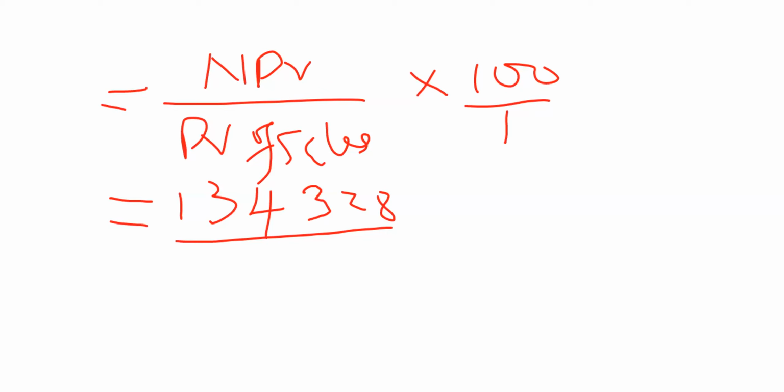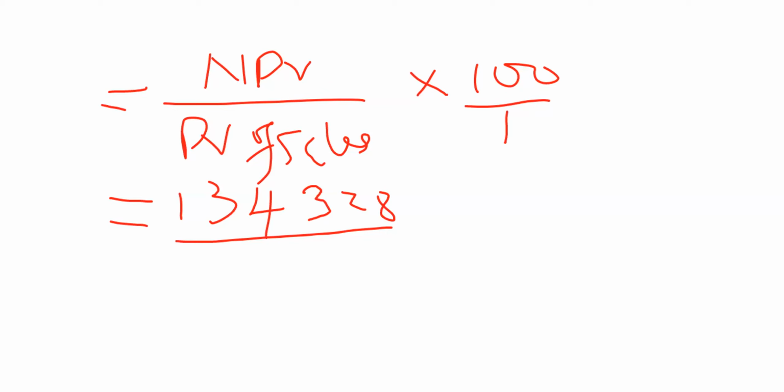Roman figure 2. Sensitivity margin of production cost equals MPV numerator. It's still following that same formula. MPV over present value of production cost times 100 over 1. I hope you understand now. MPV numerator all over present value of production cost times 100 over 1. Is it clear? Yes, sir.